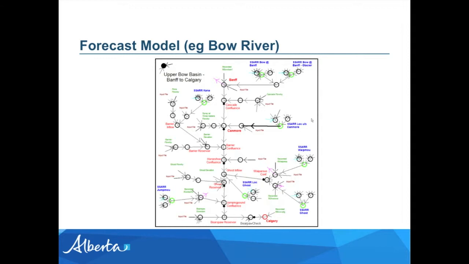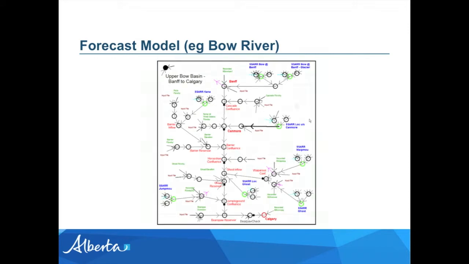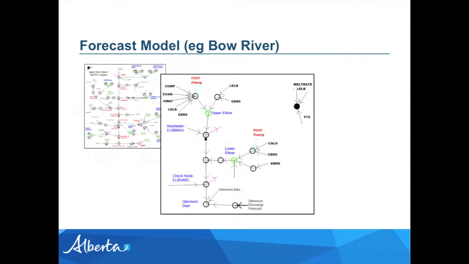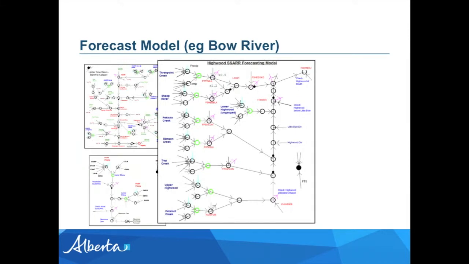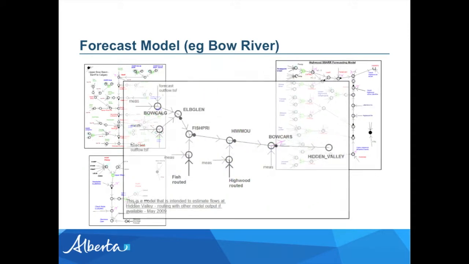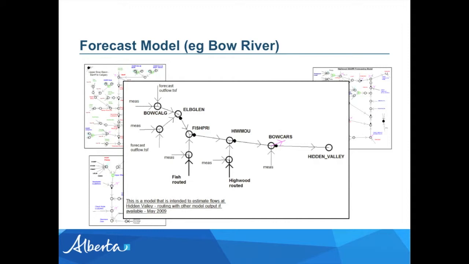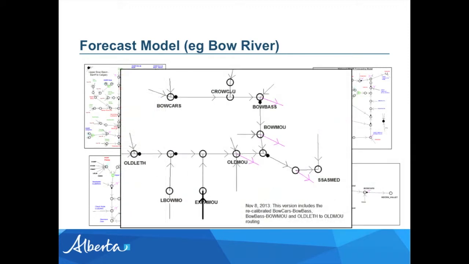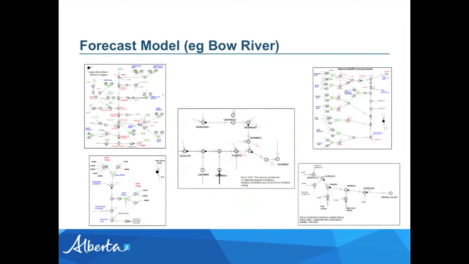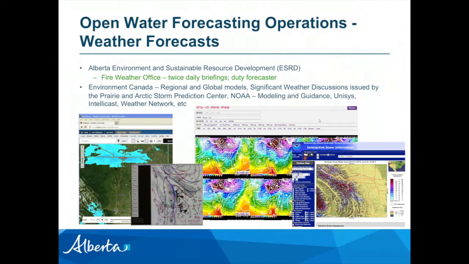So this is the model to Calgary. This is the Elbow, Highwood. Once we get down to Calgary and past Calgary, typically speaking, it's just a routing model after that. And then that combines with the models that are coming out of the Elbow, or out of the Old Man. And then we're routing those flows down to Saskatchewan, Medicine Hat.